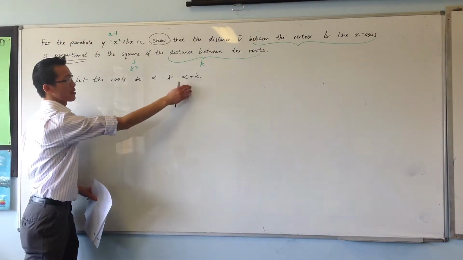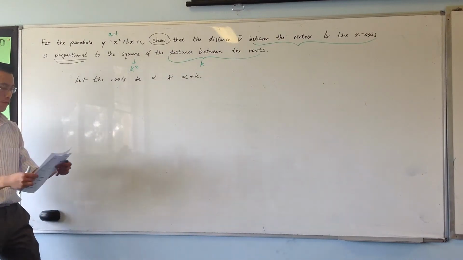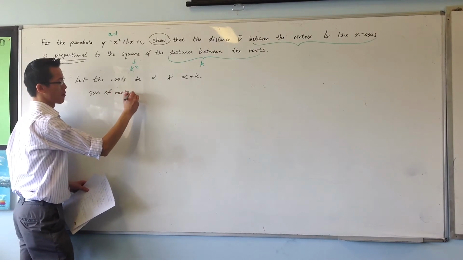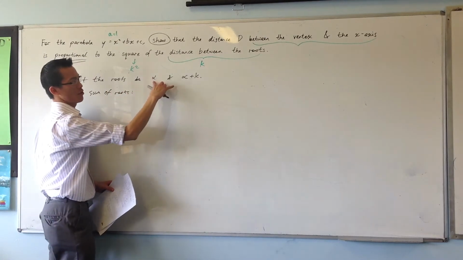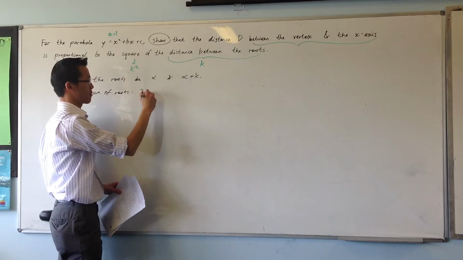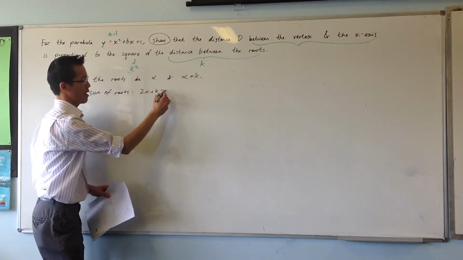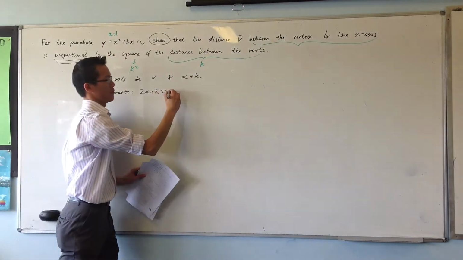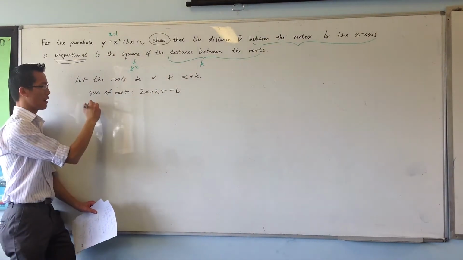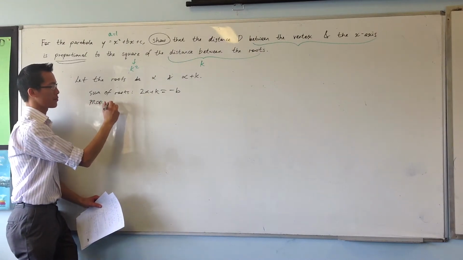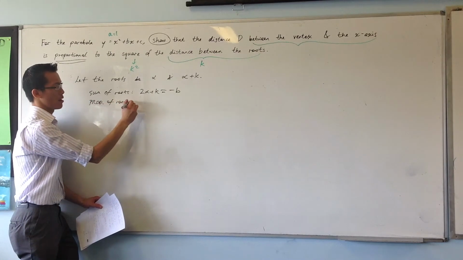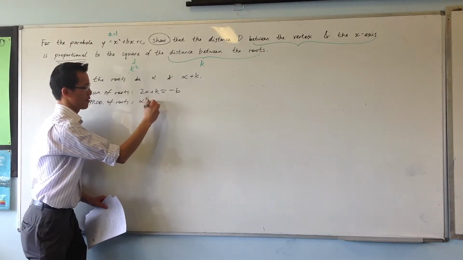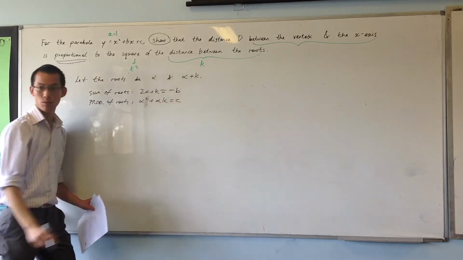So now that I've got this, I can start to establish some things with it. So for instance, if you go sum of roots, the sum of roots is 2 alpha plus k, right? And what is the sum of the roots equal to? It's minus b on a, which is just minus b. And likewise, if you take the product, you're going to have alpha squared plus alpha k, and that's just equal to c.